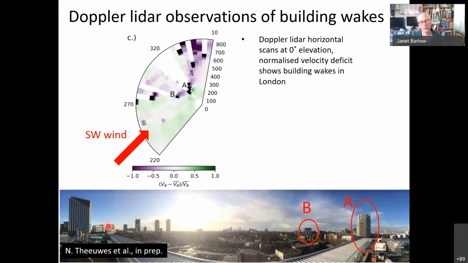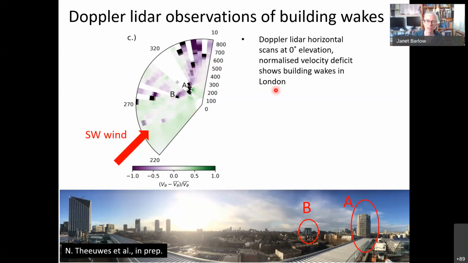Well, this is something we've been experimenting with in London using Doppler LiDARs to measure building wakes. So what happens here is that the same Doppler LiDAR, the laser, is instead scanning horizontally and intersecting the buildings and their wakes and measuring components of velocity. So here's just one example from a piece of work that Natalie's about to submit. For a southwesterly wind, we can see these two buildings, B and A. They are shedding wakes downstream. And with this kind of technique, we can start to look at the length of these wakes and get a sense of how they vary with things like stability.